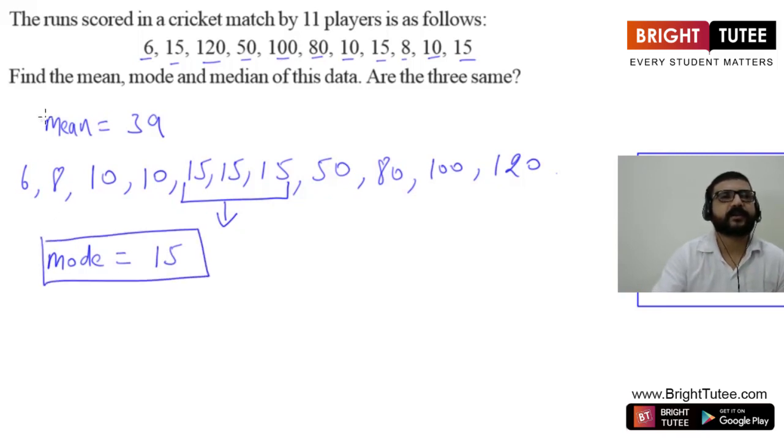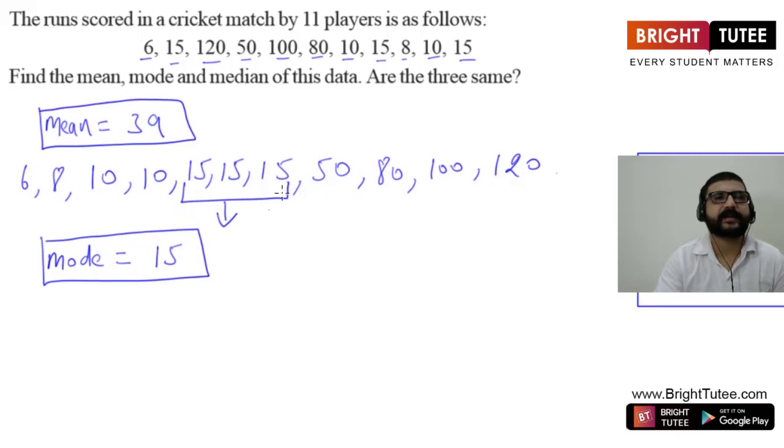Now we know mean is 39 and mode is 15. Now let's try to find the median of the data. Now as we know, median is the middle value when the data is arranged in ascending order or descending order. Now we already have the data in ascending order. So let's just check which value is the middle value.